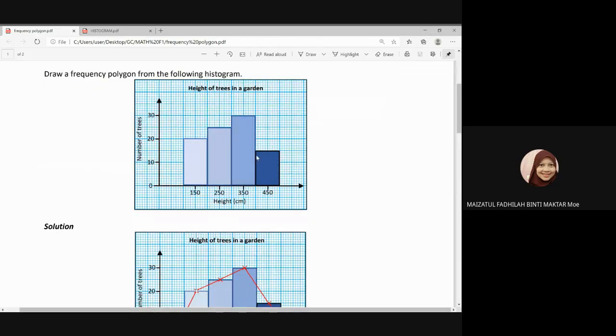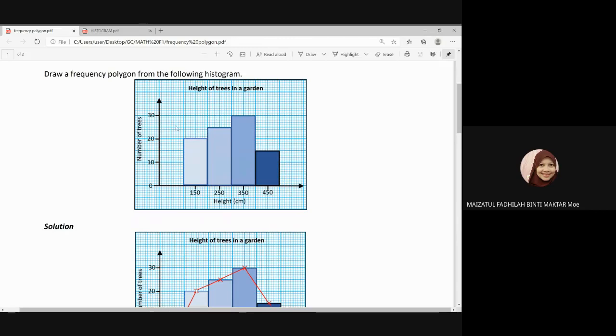This is the graph that you may already be given in the exam, or you may need to draw it. Usually in the exam they have a question where you must first draw a histogram, then find the frequency polygon for the graph. So how do you do it? First, you must draw the histogram bar chart, the histogram graph like this, as I taught you previously.